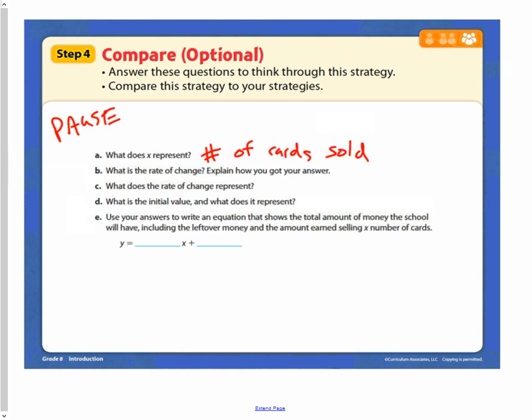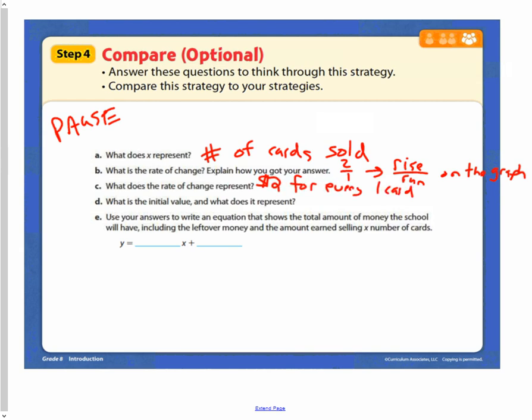What is the rate of change? How did you get your answer? So the rate of change we said was 2 over 1. And we used the slope formula, which would be rise over run on the graph. What does the rate of change represent? Well, again, we talked about that too. It was $2 for every one card.